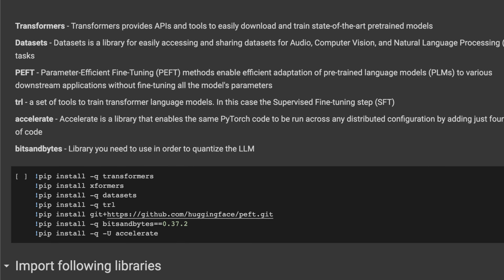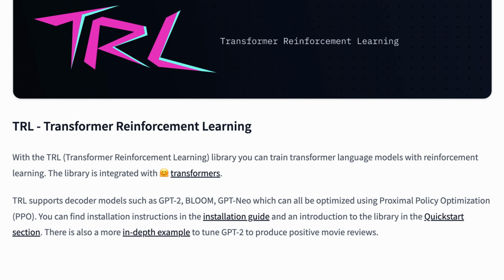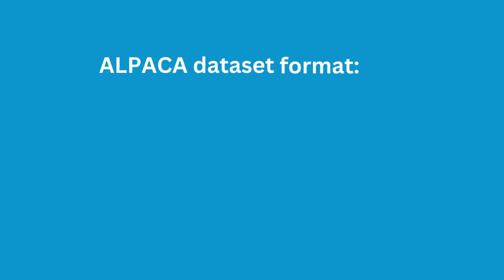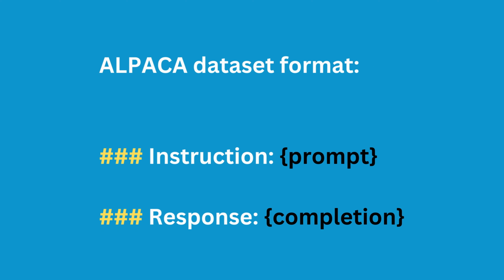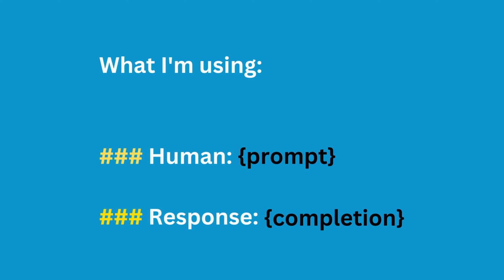Next, the Datasets library will allow you to load a dataset in JSON, CSV, text, and other formats. The TRL library will allow supervised training of the model. And if you have a structured dataset, you need to implement this type of training, which means that your dataset is formatted in a certain way. For example, Alpaca's dataset is always formatted with 2 columns, one for instructions and the other one for response. This is what Orca's dataset looks like, and this is the dataset that I'm going to use.